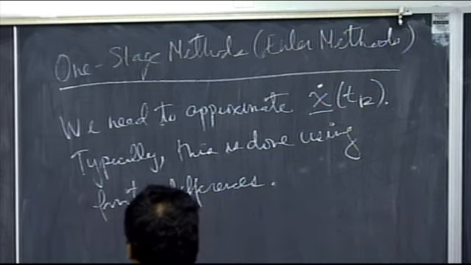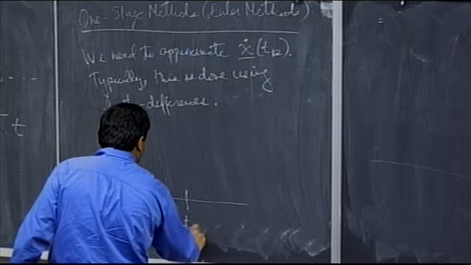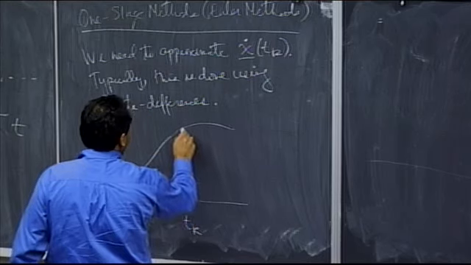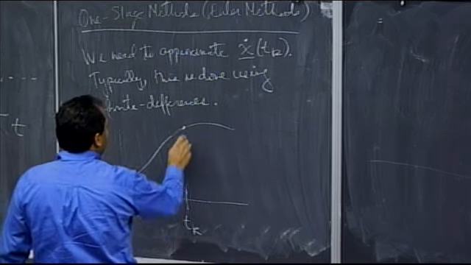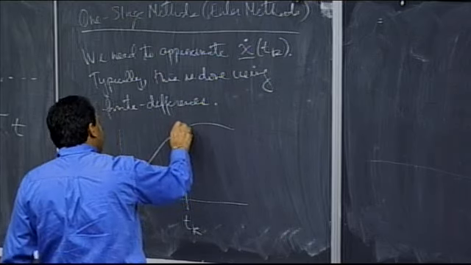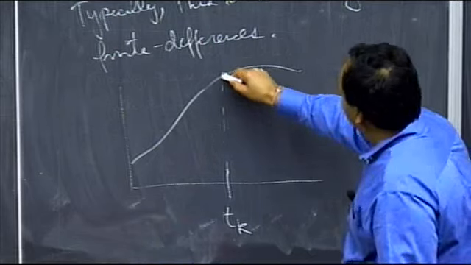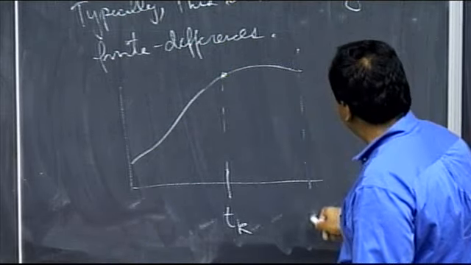So let's draw this picture right here. Let's suppose I'm at tk, and I have some function, and I'm sitting at this point, and I want to approximate the derivative at this point. And I want to also be able to take a step and go to another point, call it tk plus 1.